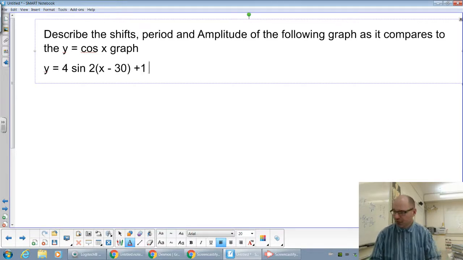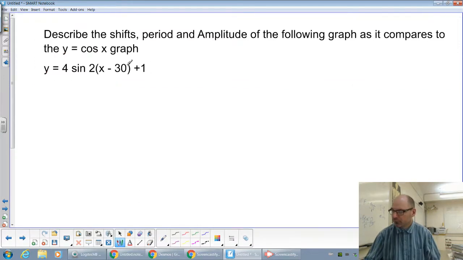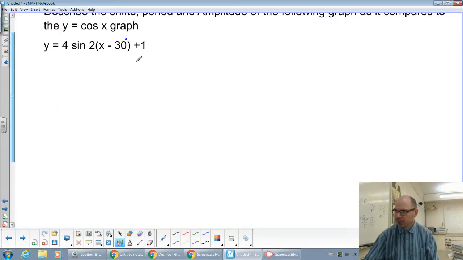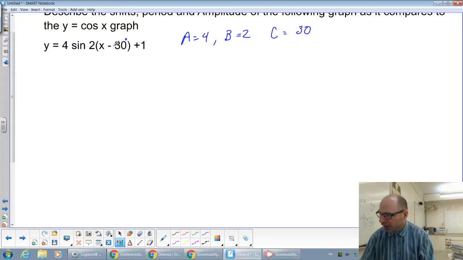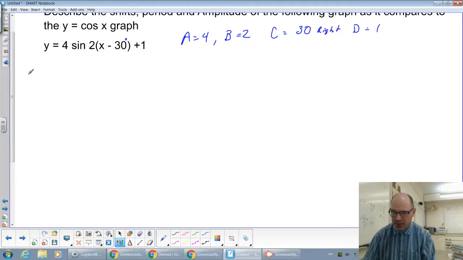Okay, so we just look at that. We say, okay, A equals 4, B equals 2, C equals, okay, it's a minus in there, so we can say that it equals 30, and if we put a negative there, we know that that's going to be going to the right. And D is 1.